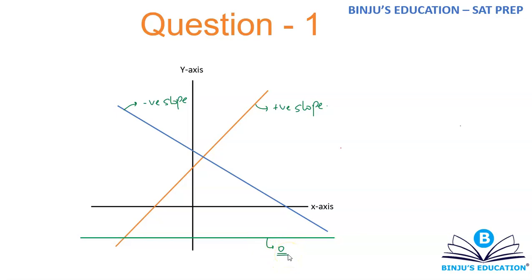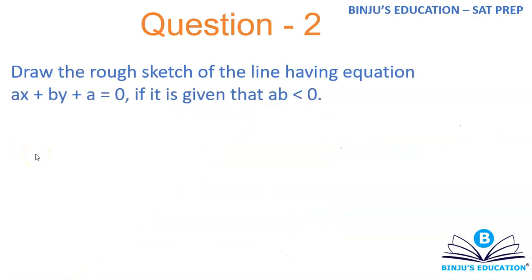So you have to put the things in ascending order. So you're going to start with blue, then you will go to green, and then you will go to orange. This is the ascending order. The negative slope, then 0, and then the positive slope. Alright, let's move on to the second question. Alright, try this one. Pause the video, give this question a try.